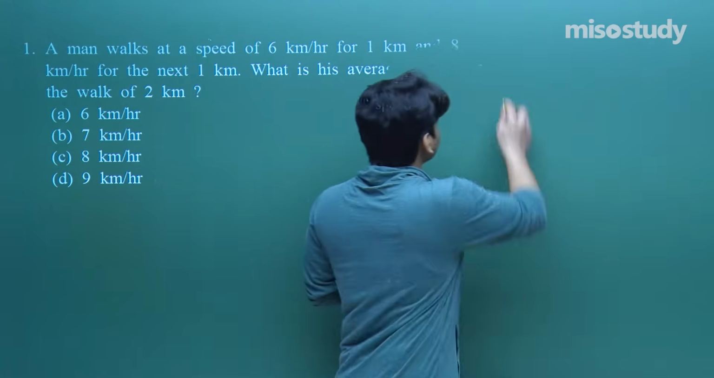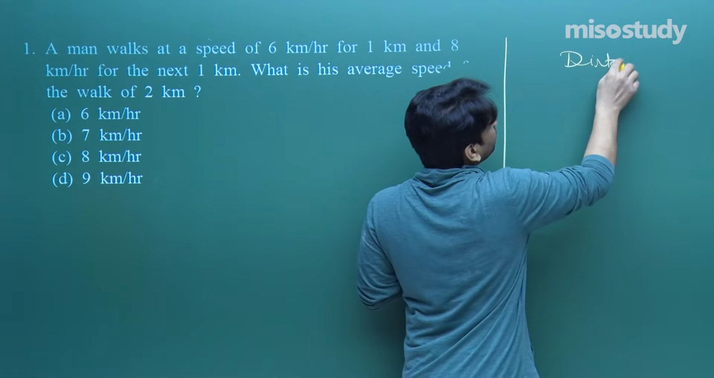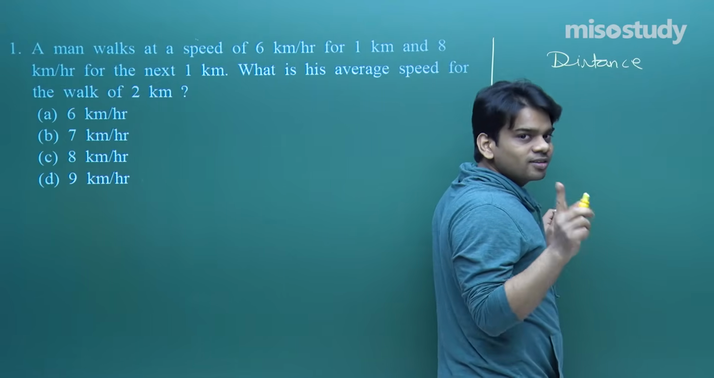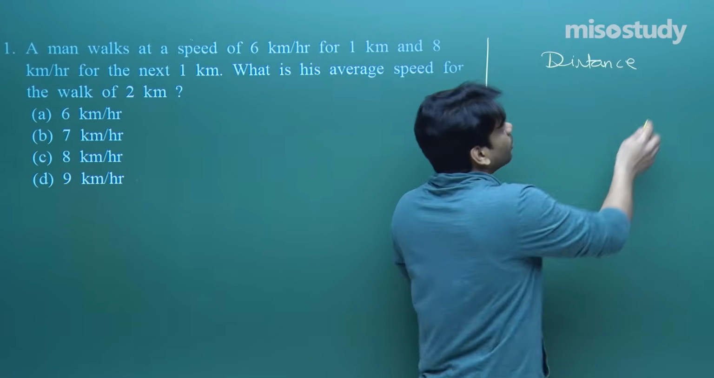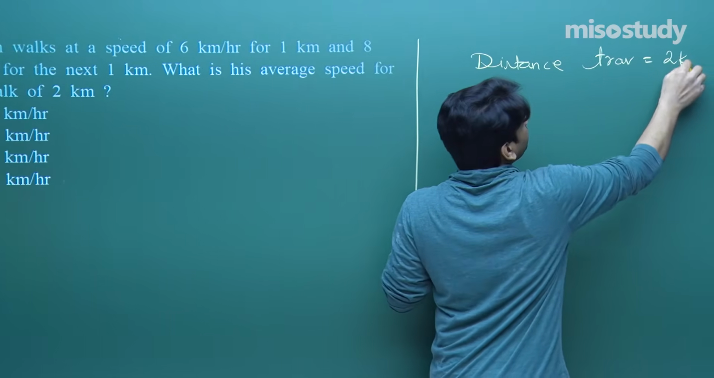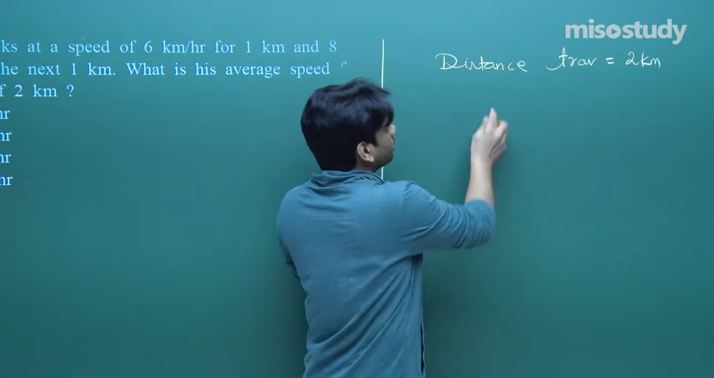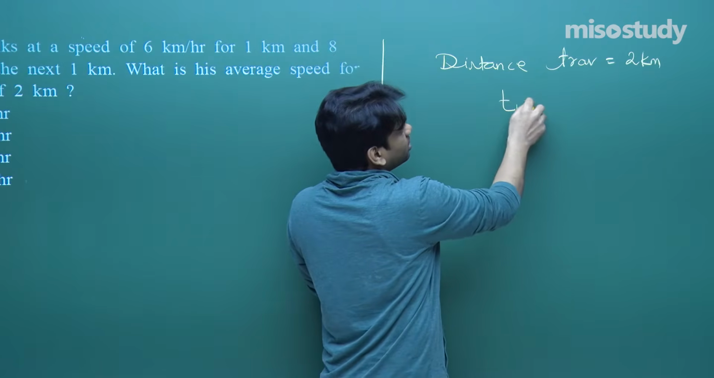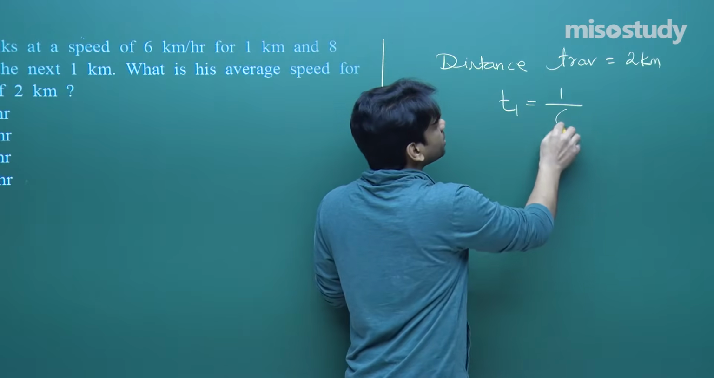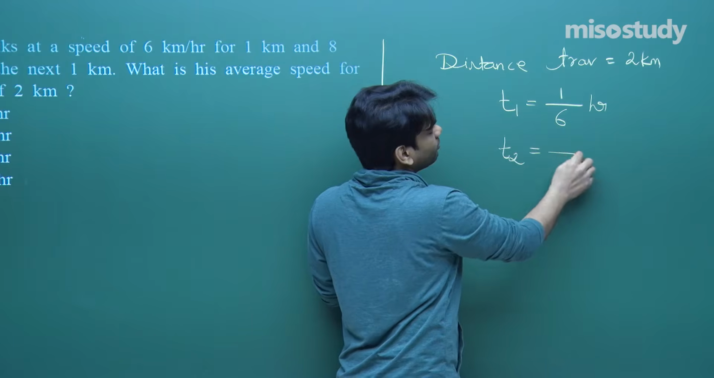First of all, in total he would have traveled 2 km, because 1 km he has traveled with 6 km per hour and the next 1 km with 8 km per hour. So total distance traveled will come out to be 2 km. Now time taken for the first kilometer, let me call that T1, will be equal to distance upon speed, 1 upon 6 hour. For the next 1 km, the time will be 1 upon 8.